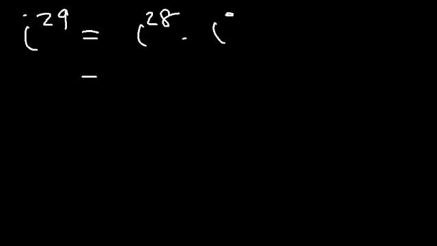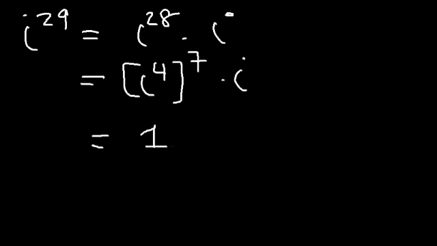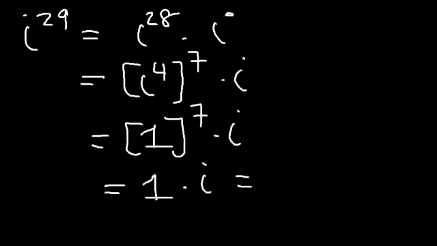Let's try another example. Simplify this one, i to the 29th. So this is i to the 28th times i. And i to the 28th is basically i to the 4th raised to the 7th, since 4 times 7 is 28. And this is going to be i to the 4th is 1, and 1 to the 7th power is 1. So 1 times i is simply i. So i to the 29th is the same as i.